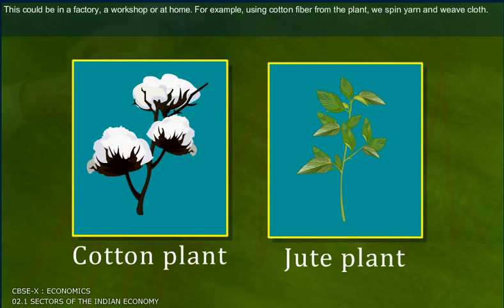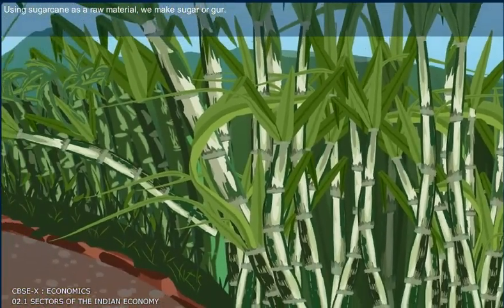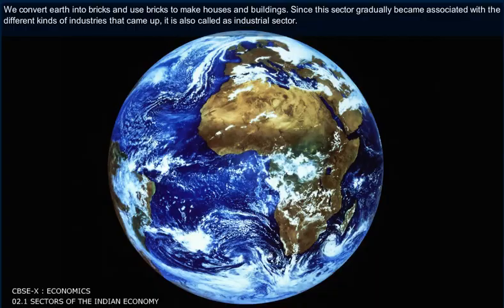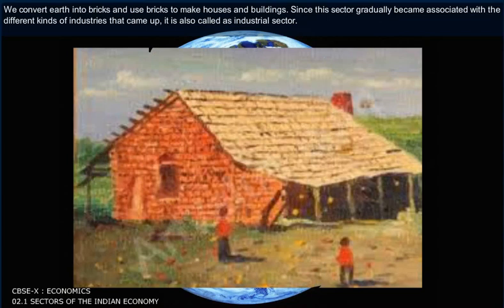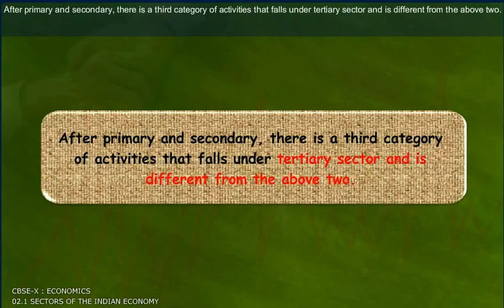For example, using cotton fiber from the plant, we spin yarn and weave cloth. Using sugarcane as a raw material, we make sugar or gur. We convert earth into bricks and use bricks to make houses and buildings. Since this sector gradually became associated with the different kind of industries that came up, it is also called the industrial sector.